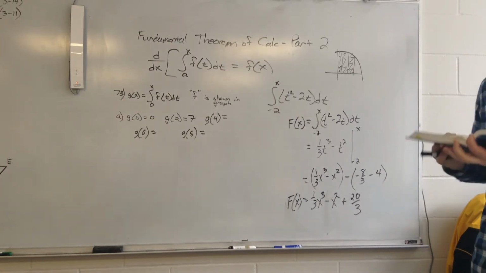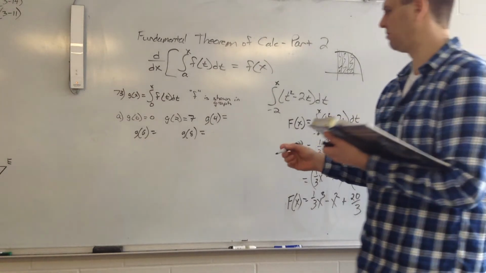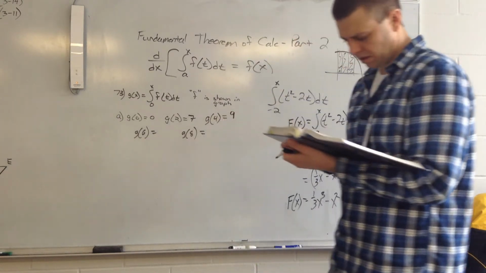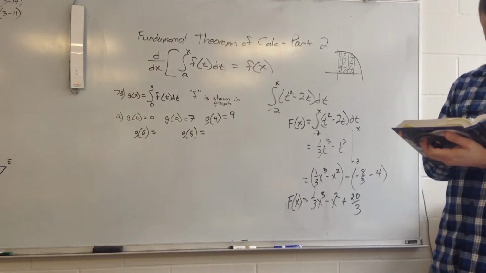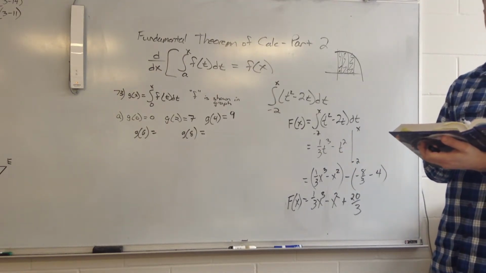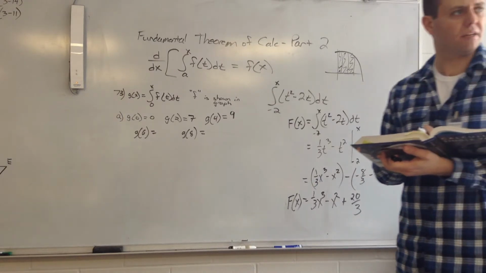I'd say about 9 for G of 4. Yeah, it's a little high. Okay. And 6, probably take 1 off and go back to 8, because it'd be negative. Yep.